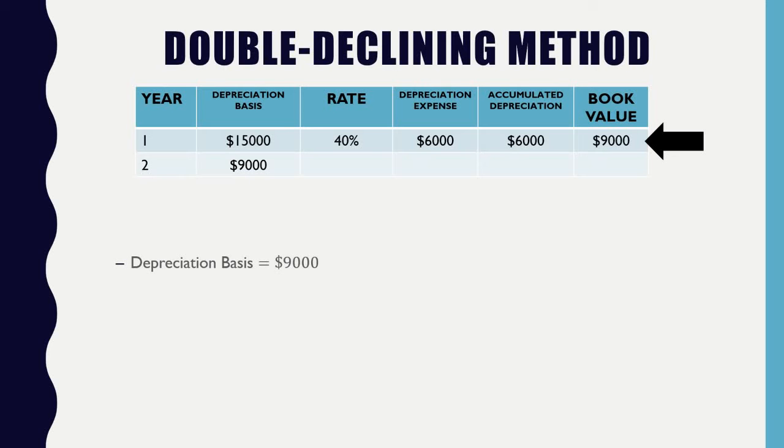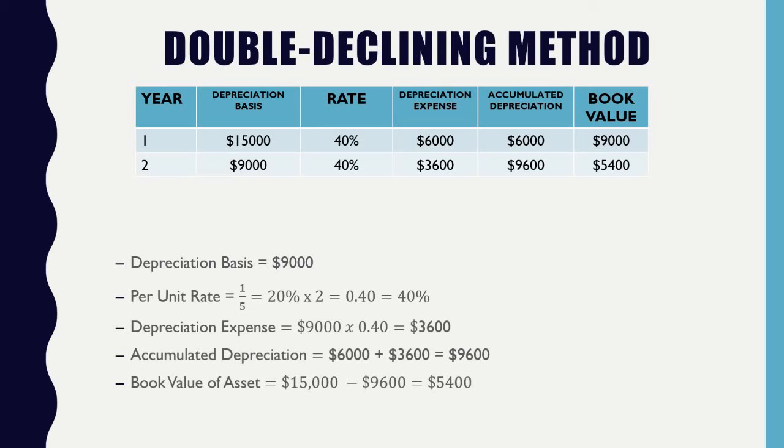Okay, let's go ahead and solve for the rest of the problem. My rate is going to be the same thing: 1 divided by 5 times 2, which we already solved in the previous section, which is 40%. Then we multiply our 9,000 by that 40% to give us a total of 3,600.